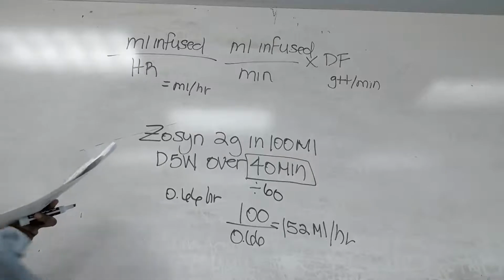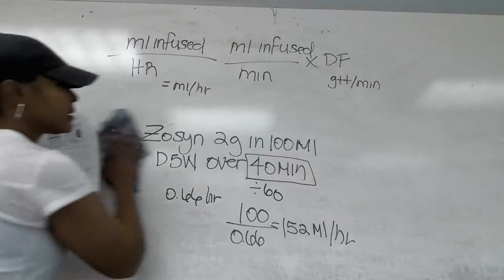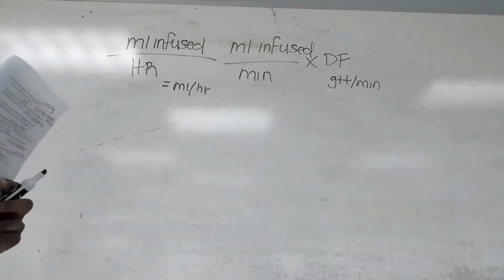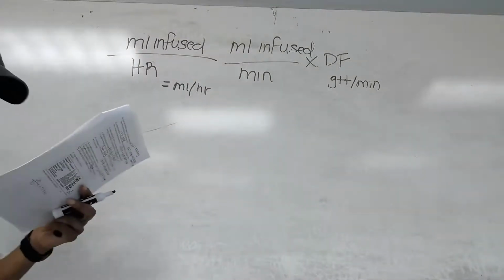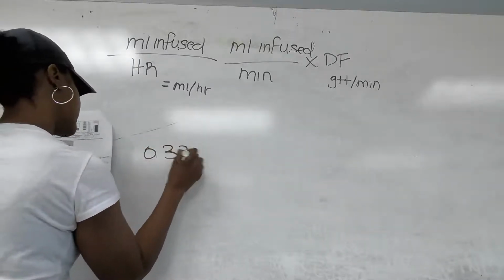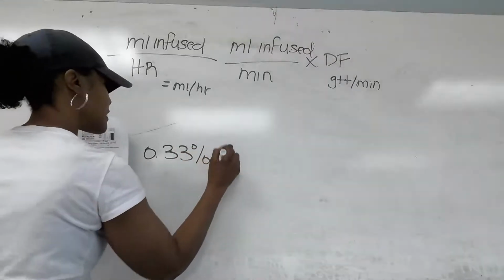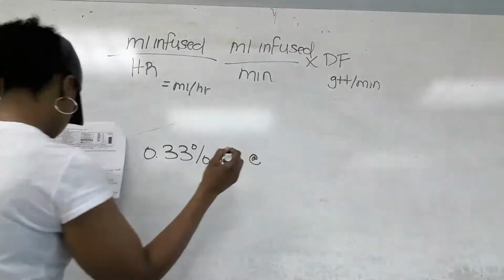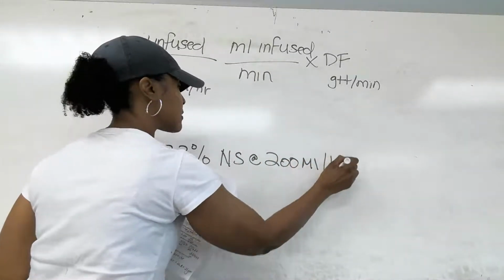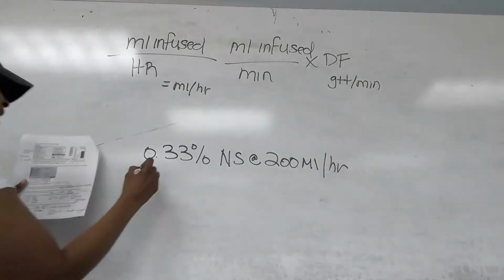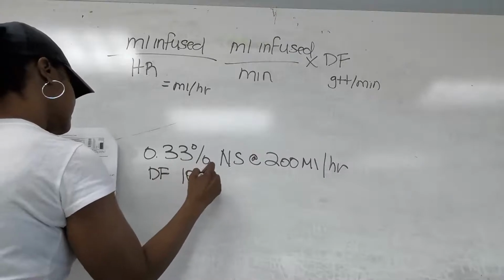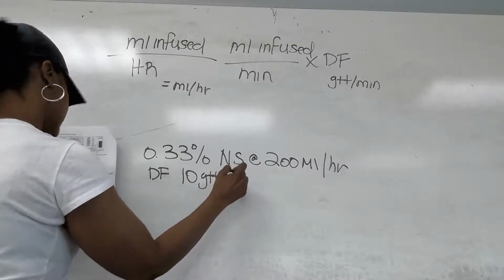Okay. All right, so you're going to see a lot of number 30. Number 30. And that's what got you, Jerry Jan, number 30. Because it's very simple. So the order is 0.33% normal saline at 200 milliliters per hour. The drop factor for A is 10 GTT per milliliter.